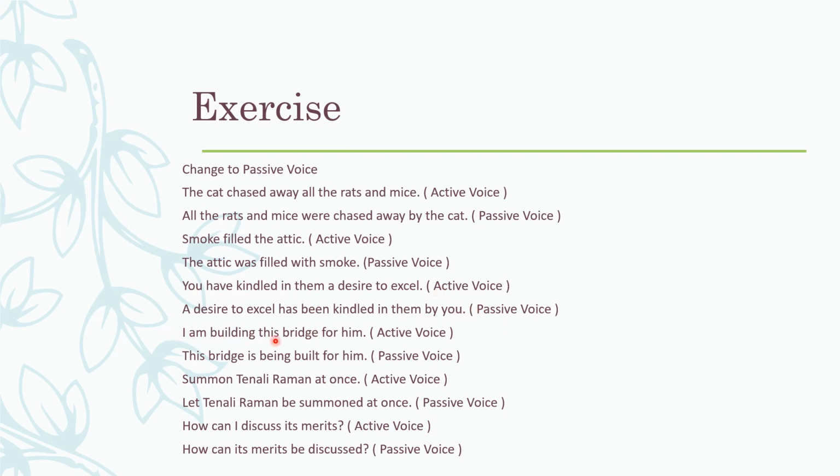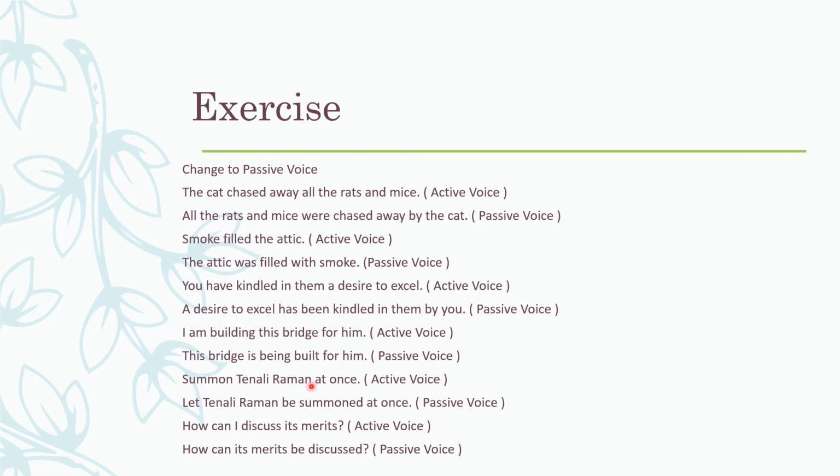I am building this bridge for him, active voice. The tense is the present continuous tense. So in the passive voice, this bridge, which is the object, becomes the subject. Since it is in the present continuous, you will use the be form in the present, that is am, are, is. The bridge is, singular subject. The bridge is, then you will use being built. Here built is the past participle. Built for him.